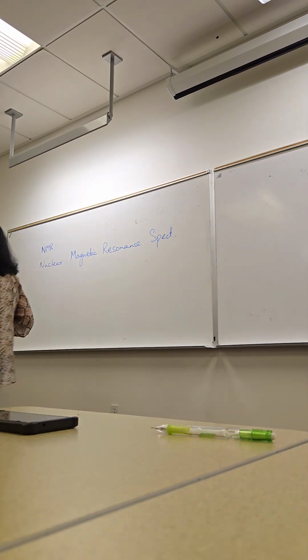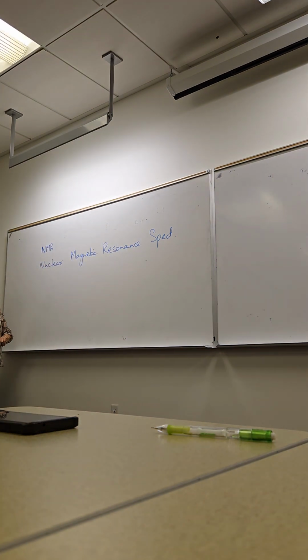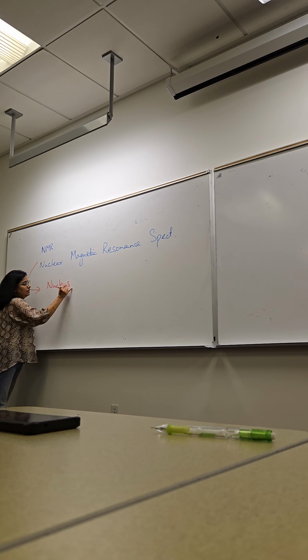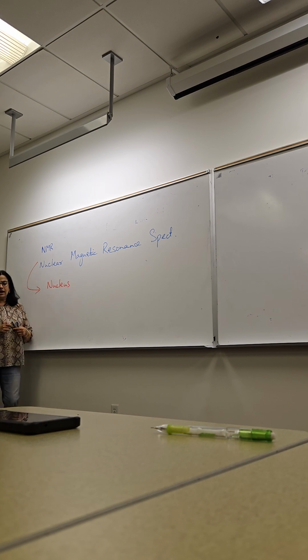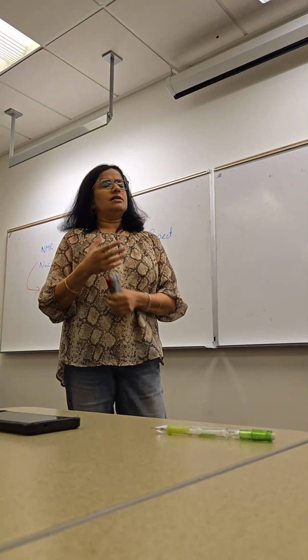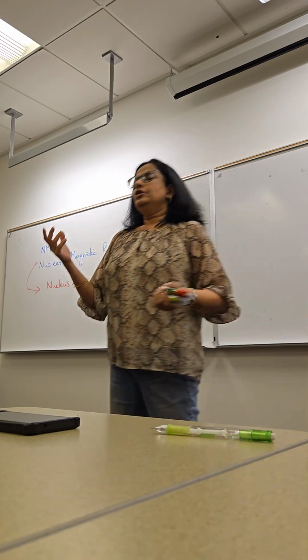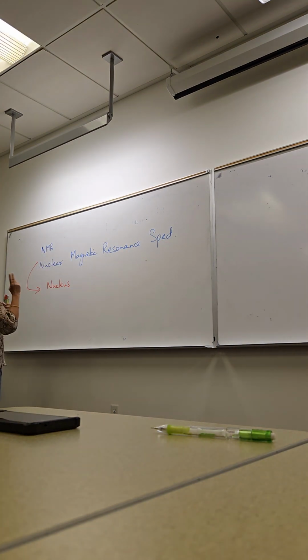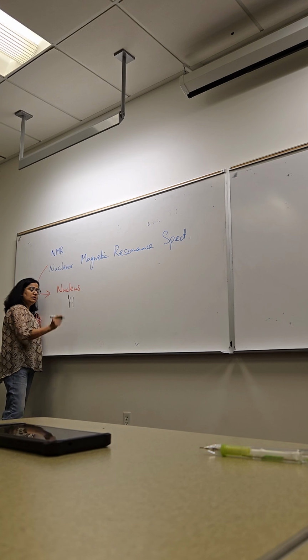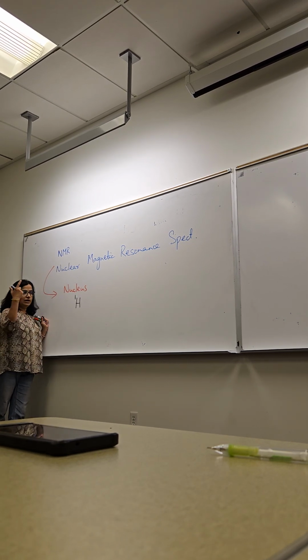Now, one basic thing about NMR is that we can collect data for different nuclei. So we are looking at the nucleus, and there are some nuclei that are NMR active, meaning they will show up in NMR. Some don't show up in NMR. So the two nuclei that we will learn about, one is hydrogen-1, which is the hydrogen isotope of the element hydrogen.